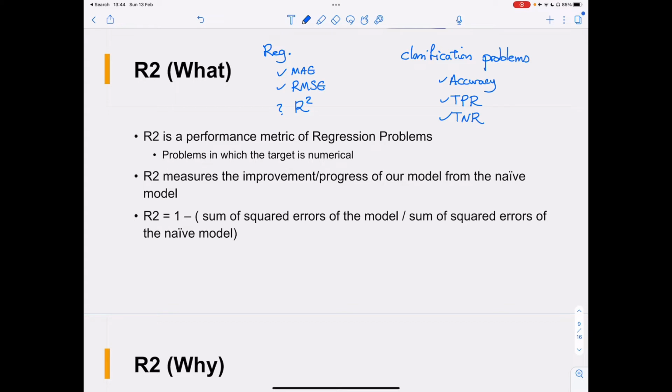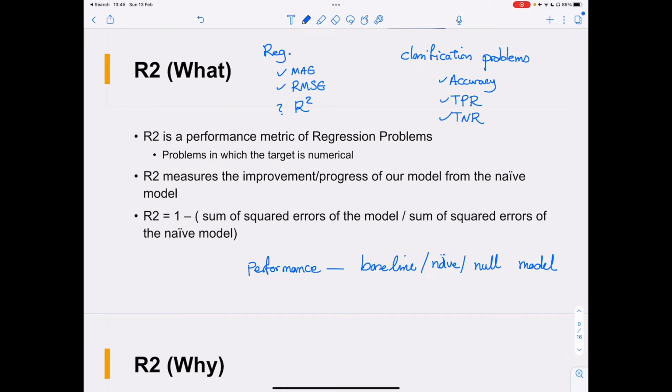R squared is a performance metric for regression problems, problems in which the target variable is numerical. R squared or R2 measures the improvement or progress of our model from the naive model. So we introduce the baseline or naive or the null model. And this model has a performance, and I said that we want to outperform it.